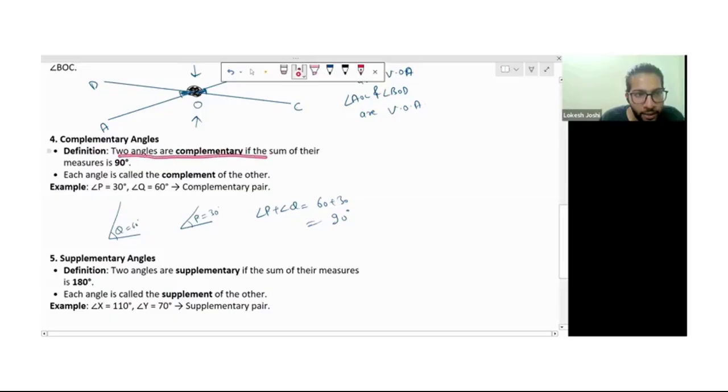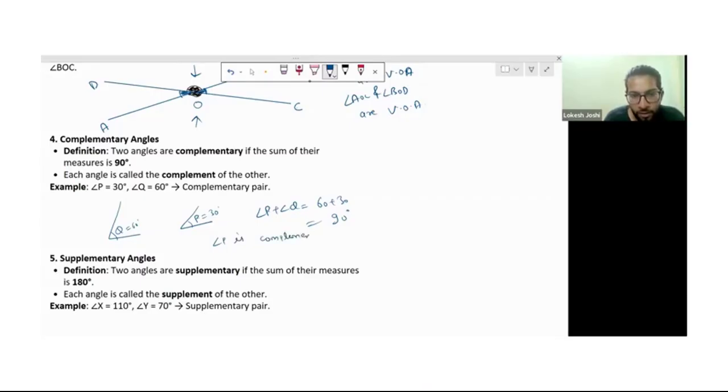Two angles are complementary if the sum of their measures is 90 degrees. And each angle is called the complement of the other angle, which means we can say angle P is the complement of angle Q, or vice versa, angle Q is the complement of angle P.